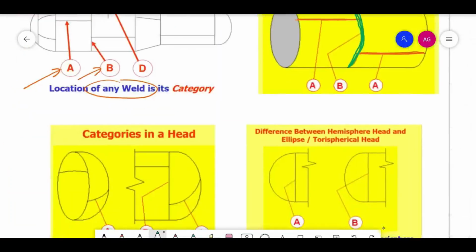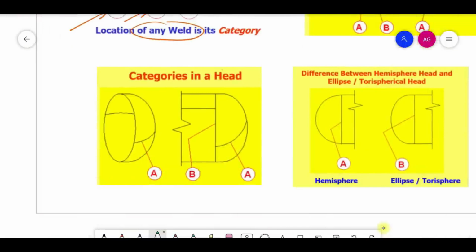Now look at it. Head means you have a dish end, etc. So how will it remain in it? You have made the dish seamless, so it's okay. Otherwise, let's assume there is some welding like this. What does it mean when welding is considered an A category joint? Here it is a joint. This entire joint will come from the back till here, so it will be called an A category joint, right? This has to be remembered.